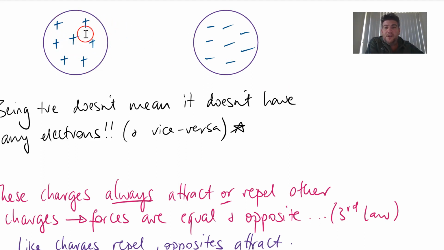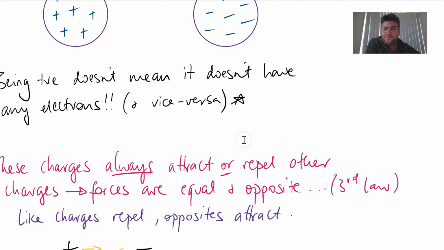Just because I haven't drawn any electrons on here, or any negative charge, doesn't mean it doesn't have any. It just means that it doesn't have enough, and vice versa. It doesn't mean that it doesn't have any protons, it just means that it doesn't have enough. So this one here is 1, 2, 3, 4, 5, 6, 7, 8 too many electrons, and this one here is 1, 2, 3, 4, 5, 6, 7 too many protons.